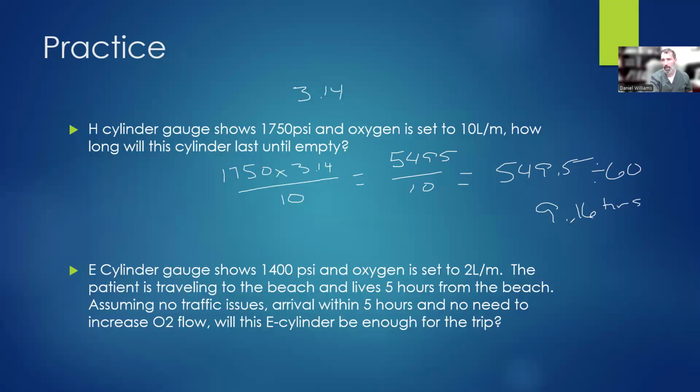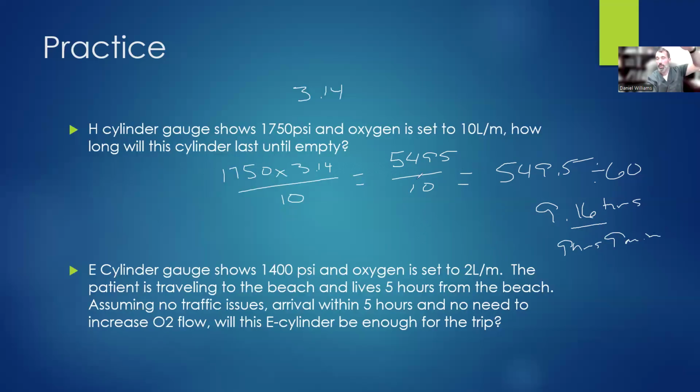But you need that in hours and minutes. So take that portion right there, 0.16, and multiply that by 60. So 0.16 times 60 gives me 9.6 minutes, or, you know, it's not a full 10. You could round up to 10 minutes, but we'll just leave it at 9 minutes. I know that's 9 whole minutes. So I've got 9 hours and 9 minutes. That's how long this cylinder will last.